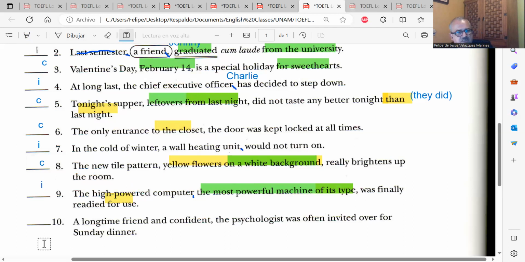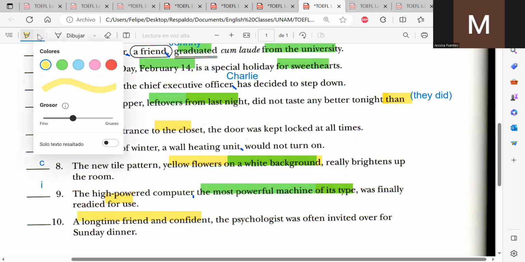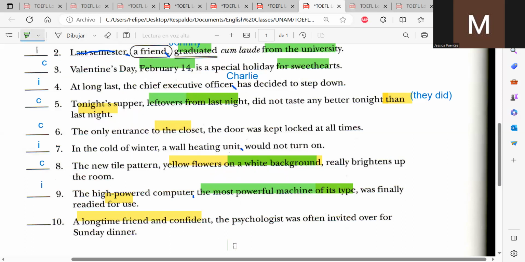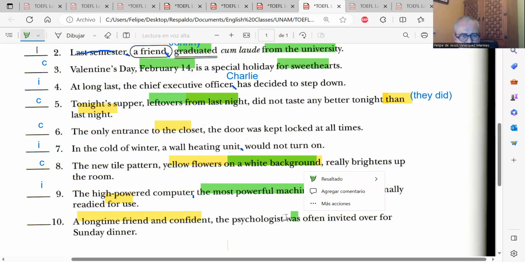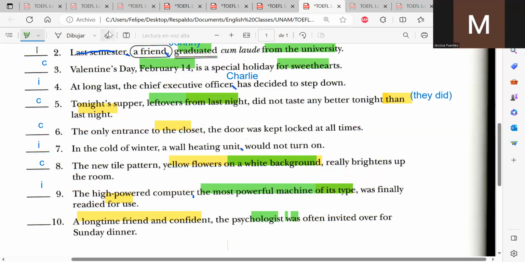So the next one, Jessica. A long-time friend and confidant, the psychologist was often invited over for Sunday dinner. It is correct. What is the subject? What is the verb? What is the complement? A long-time friend and confidant is the appositive. The subject is the psychologist and the verb is "was often invited." And the prepositional phrase is "for Sunday dinner."